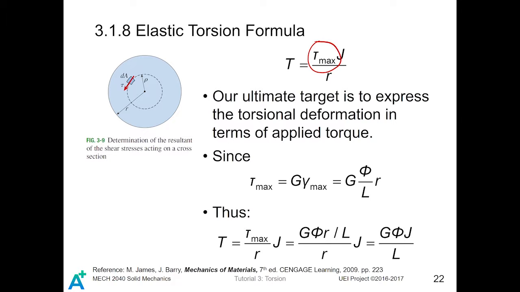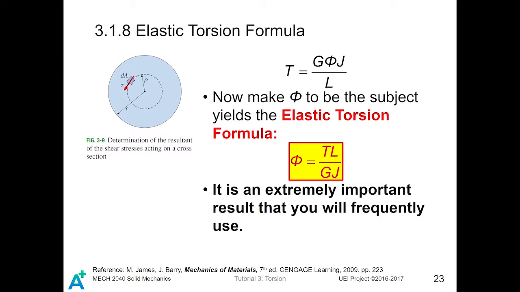Consider the tau max, since we know that the maximum shear stress inside the shaft is given by G times phi divided by L times R. Therefore, we substitute this into the tau max, then we get this. At the same time, we can cancel the R out, such that eventually we get T equals G phi J divided by L. Finally, we rearrange the terms such that we make phi the subject of this equation. Then we get the elastic torsion formula, which is phi equals TL divided by GJ.